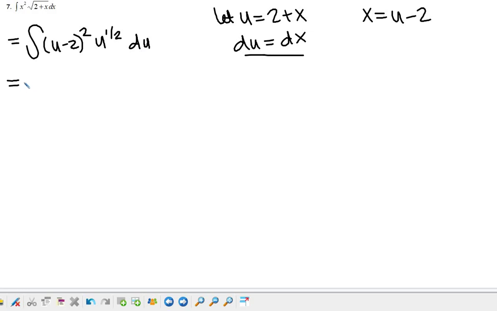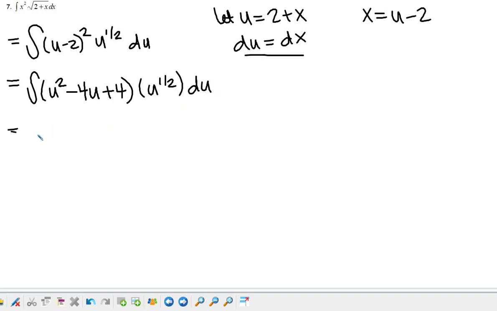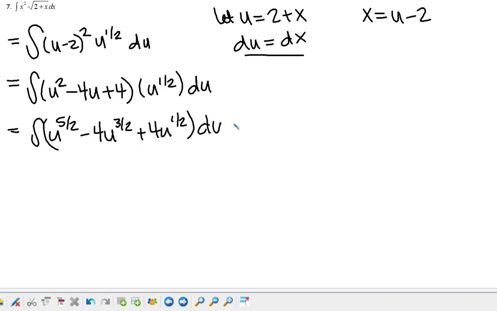So then it's still not something that we can really take the derivative of just yet. We need to expand. So I have the integral. So remember, when we square a binomial, there's that shortcut: square the first term, twice the product, square the last term. Okay, and then I can just do distributive property. So u squared times u, remember when we multiply like bases, we add. So it would be u to the 5 over 2 minus 4 u to the 3 over 2 plus 4 u to the 1/2 times du.